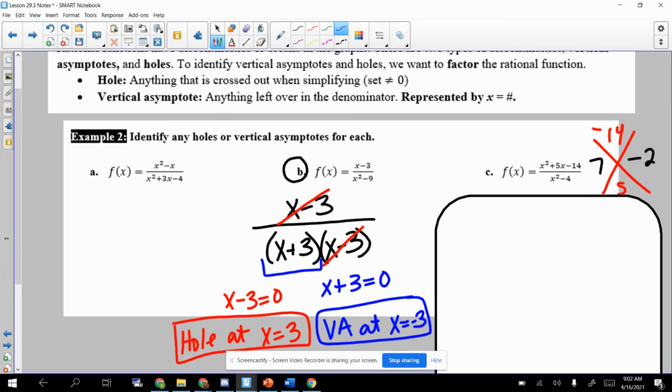Okay, so go ahead. I want you guys to try that last one, part C. And you can see some of my factoring there, but I will go ahead and show this in a second. But I want you guys to pause the video here and try part C.